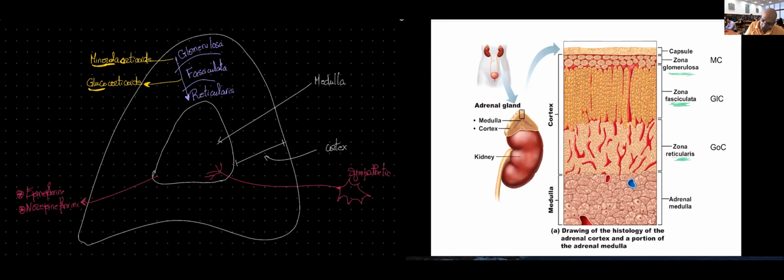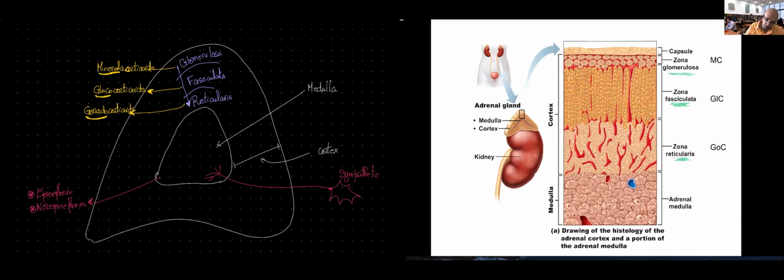And the deepest layer of the adrenal cortex is going to be responsible to release another set of hormones. Those are going to be the gonadocorticoids. And from the name, they are similar to the hormones released from the gonads, meaning they are releasing sex hormones. The most famous mineralocorticoid that gets released from the zona glomerulosa is going to be my aldosterone.